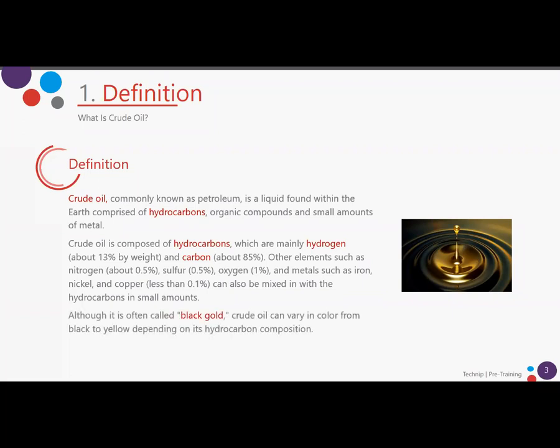Commonly, crude oil is sometimes called black gold. The crude oil is compared to gold due to its valuable properties and the price of the products that we can get from the crude oil. Black because, well, crude oil in fact can vary in color from black to yellow depending on the hydrocarbon composition.